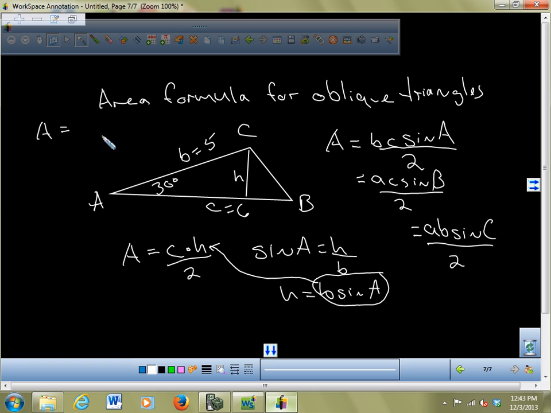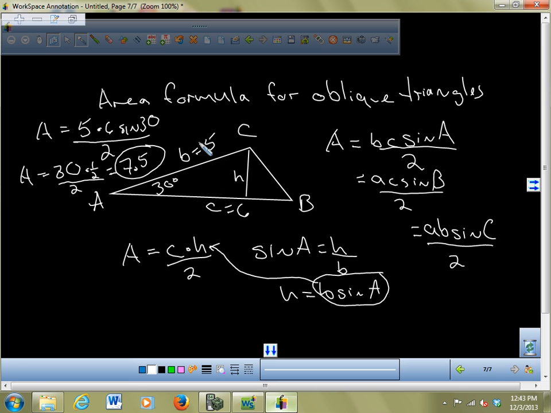Area equals 5 times 6 times the sine of 30 divided by 2. I made this one work out nicely. Because what's 5 times 6? 30. What's the sine of 30? You should know that. 1/2. Divided by 2. So I get 15 divided by 2, which is equal to 7.5. See how cool that is? So all you have to know is two sides and the angle in between them. If I were given this side and this angle, then I could find the area. If I were given this side and that angle, then I could find the area. And that's that formula.